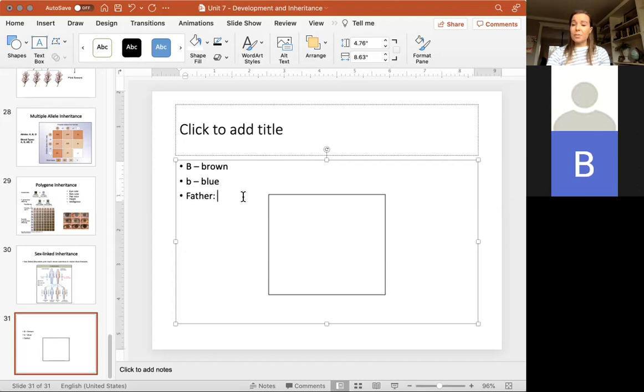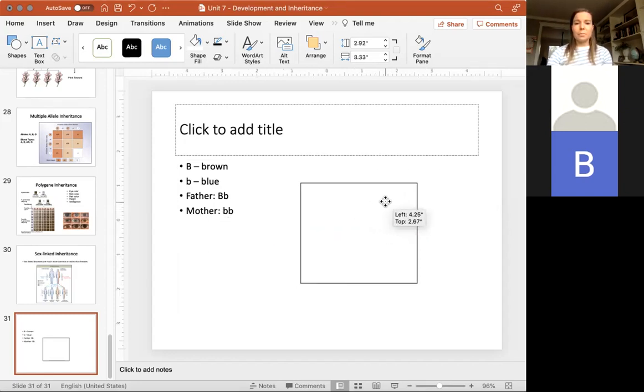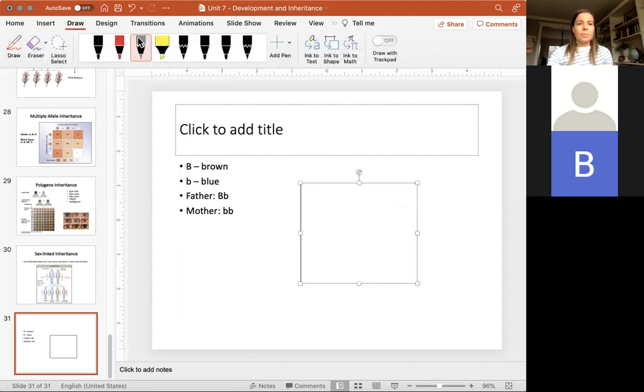If he's heterozygous, he has one of each. He has one dominant allele and one recessive allele. So he would be big B, little b. The mother is homozygous recessive. Homozygous means she has the same alleles. Recessive means that she has the recessive allele, and you were already told the recessive allele is the blue allele. So she has two blue alleles.